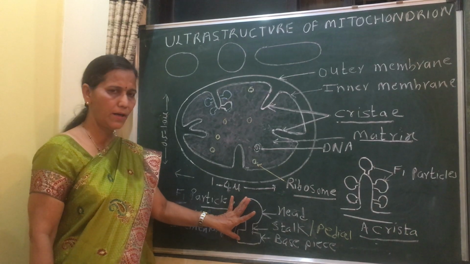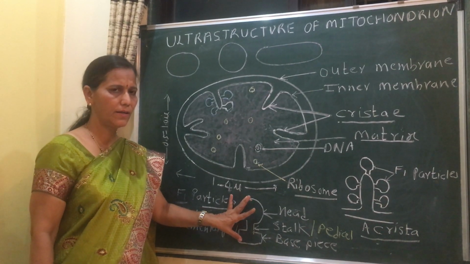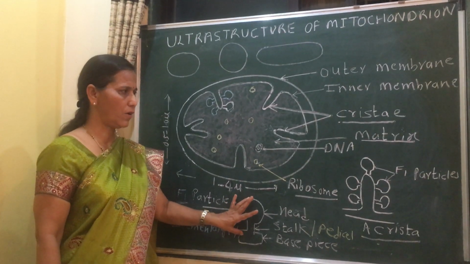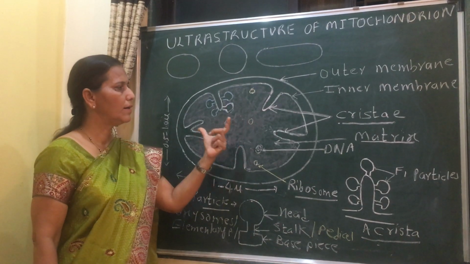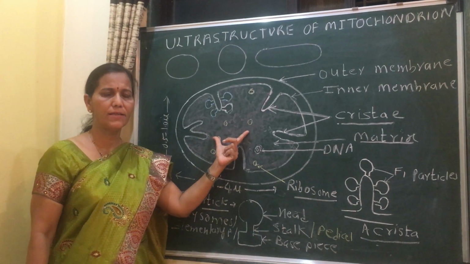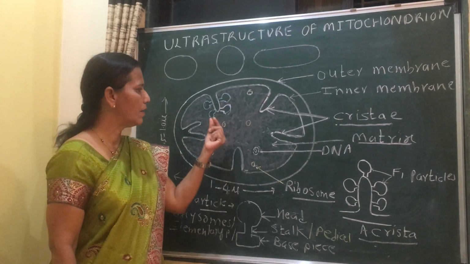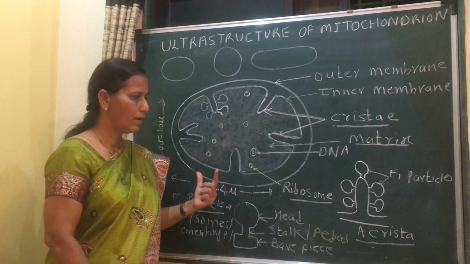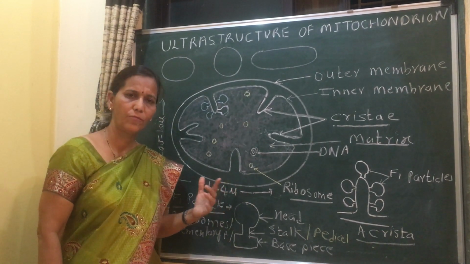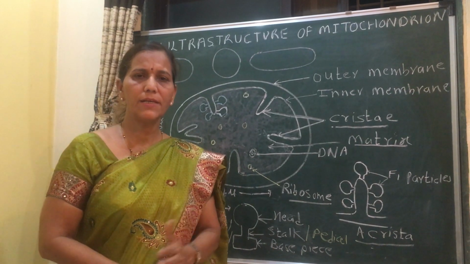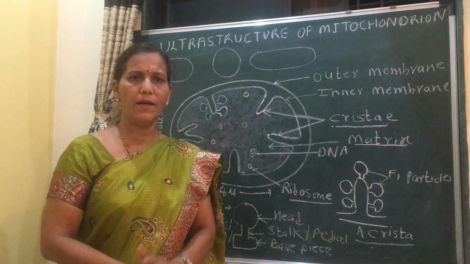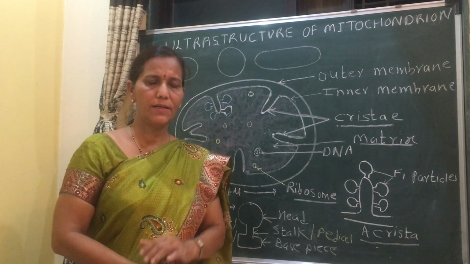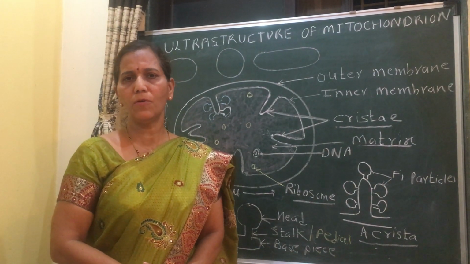The F1 particle contains enzymes required for ATP synthesis as well as electron carriers. The matrix contains enzymes required for the Krebs cycle. Ribosomes are involved in protein synthesis. Now the functions of mitochondria. First, as it synthesizes ATP, it is the powerhouse of the cell, meaning it provides energy to the cell. Second, it is a site of aerobic respiration.